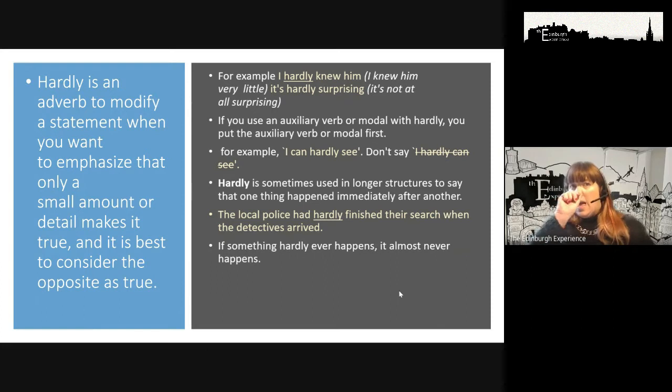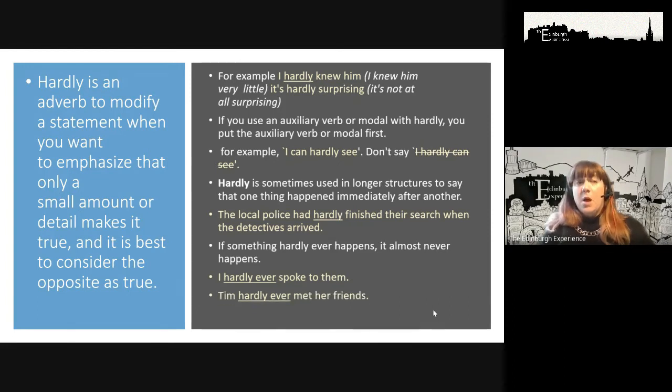We also use it with the expression hardly ever. So if something hardly ever happens, it means it almost never happens. So I hardly ever spoke to them. I almost never spoke to them. Or Tim hardly ever met her friends. Tim almost never met her friends.